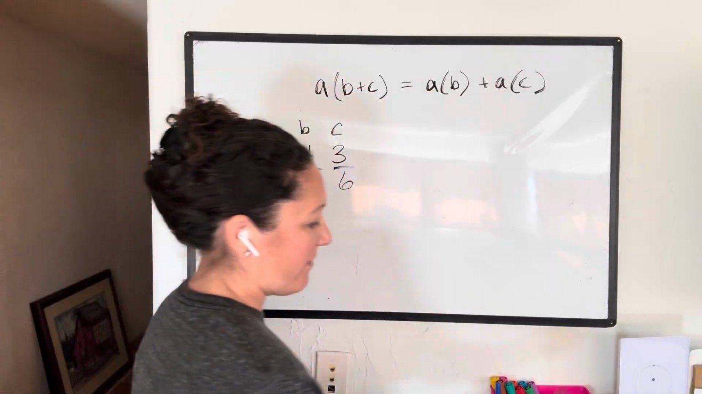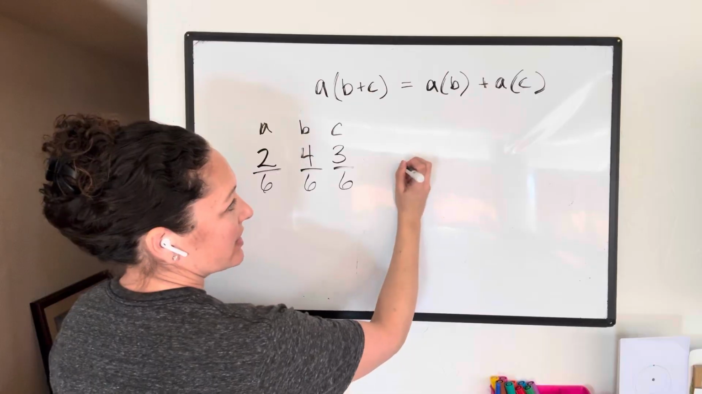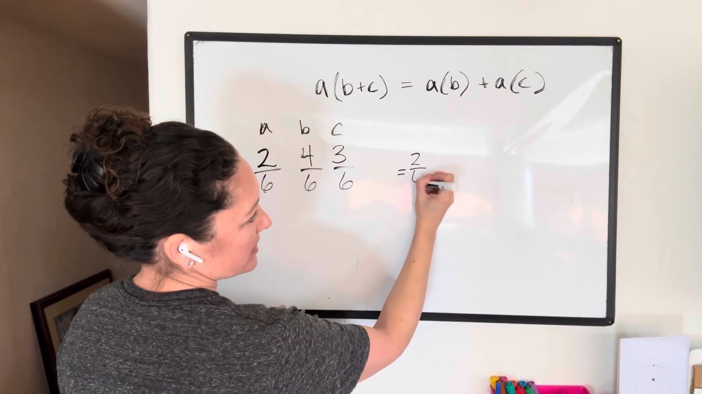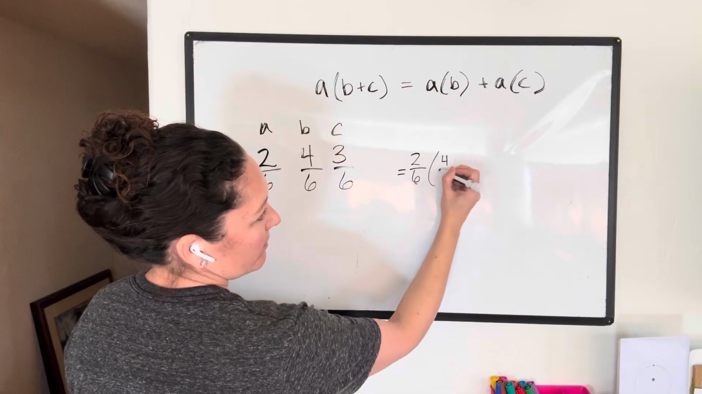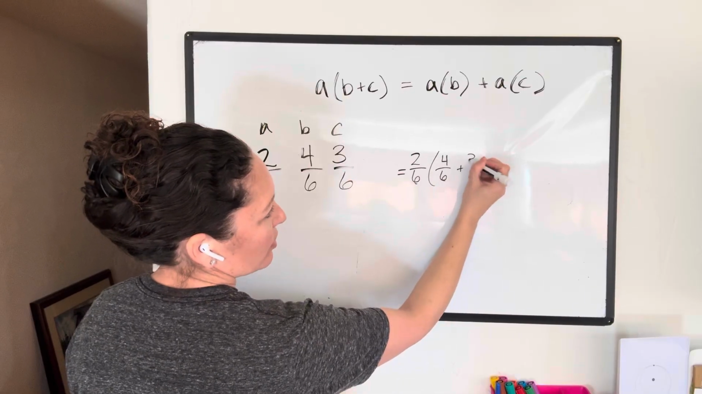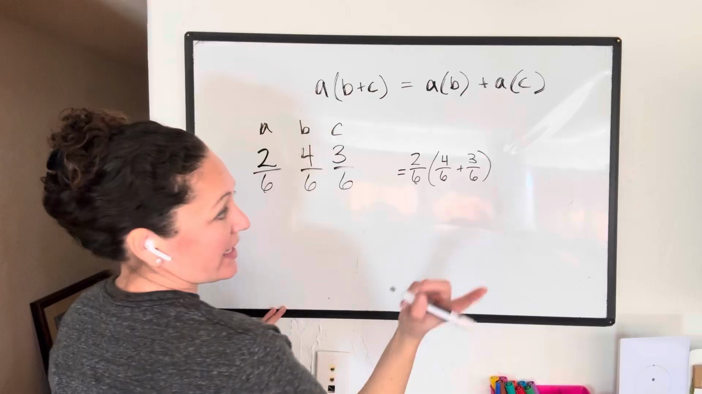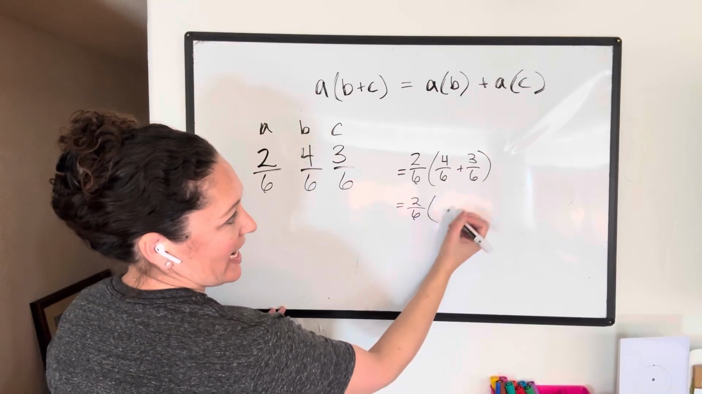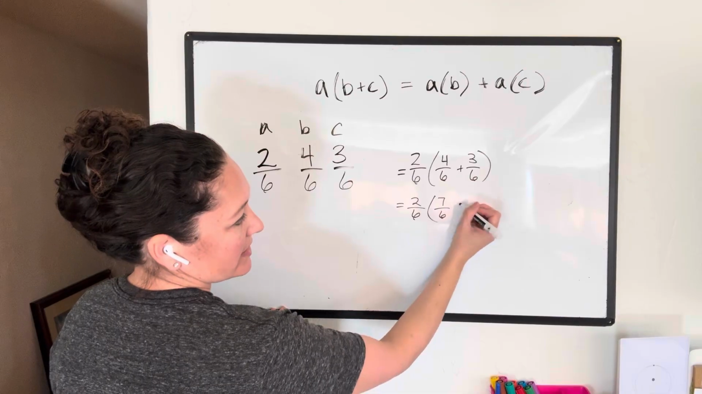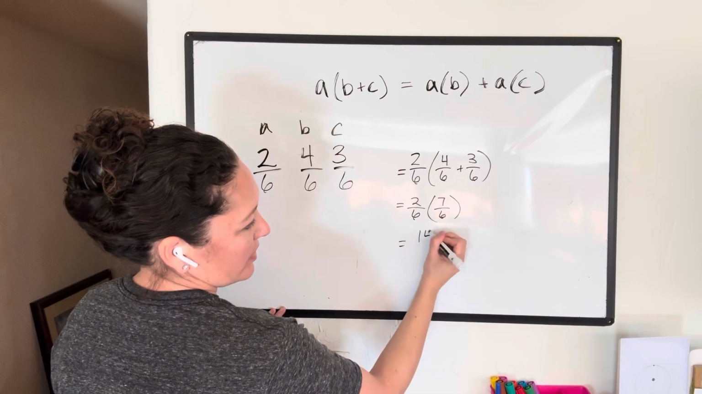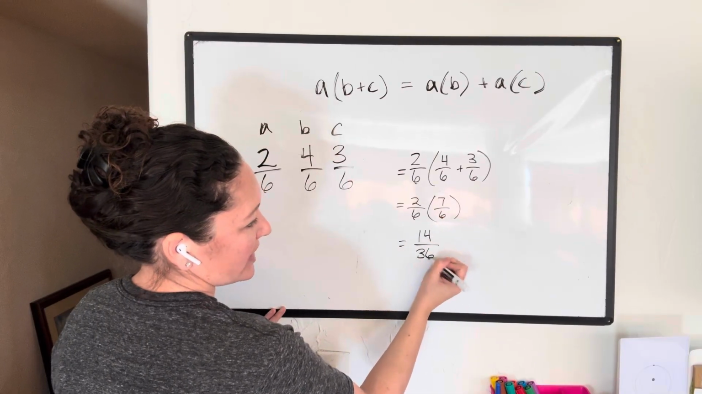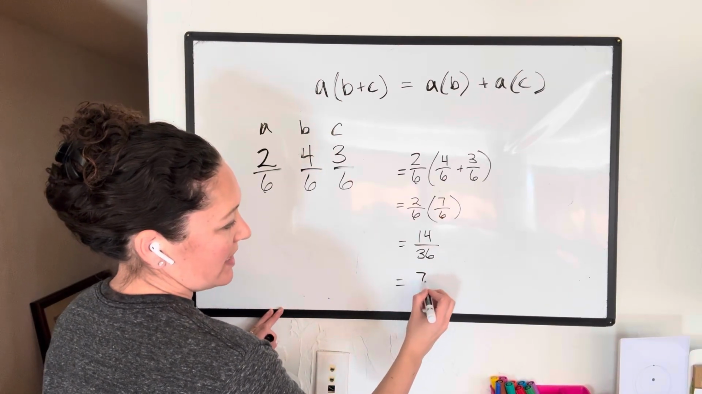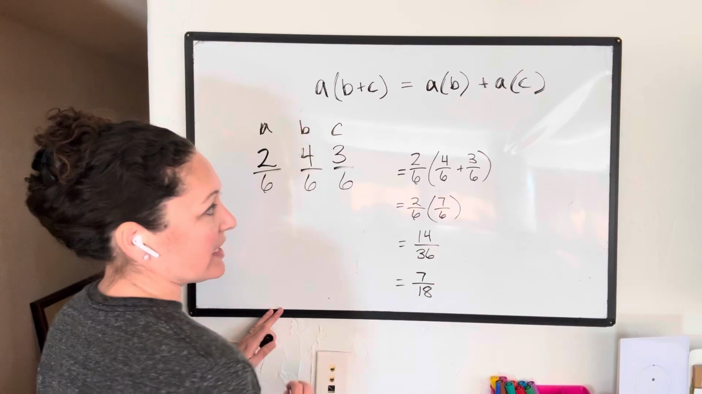Okay, so if we have that listed out as the fraction, then we have 2/6 times the quantity 4/6 plus 3/6. And so you'll have kiddos that say, let's just add those together. So you have your 7/6, and then you get 14 over 36. And those can both be divided by 2 to simplify it. And so you end up with 7/18.